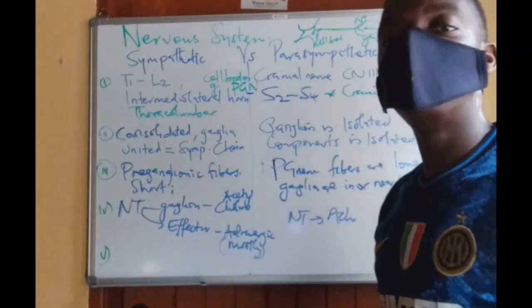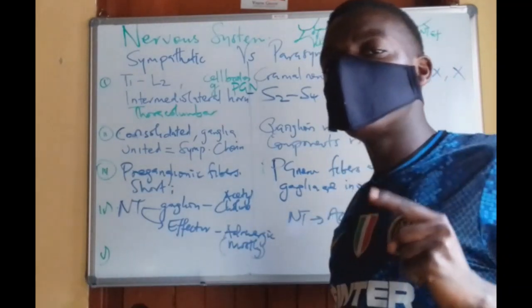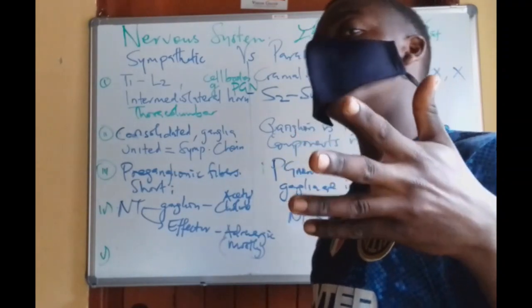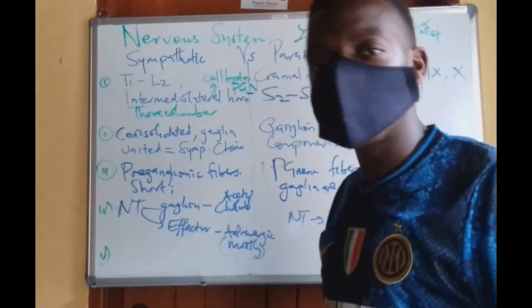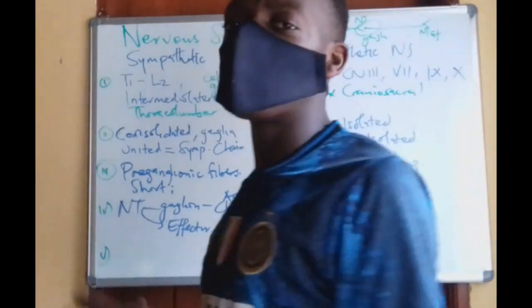It will be to just a single organ, because we shall see that a single preganglionic neuron will make just a single or two synapses. So the effect is too local to either a system or to an organ. You get it? Okay, now we are going to talk about the functional differences.